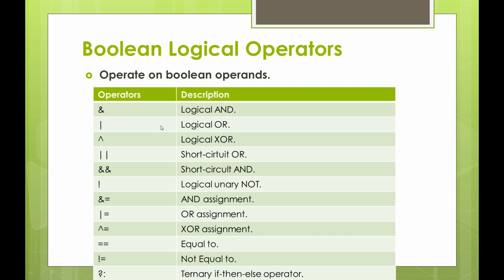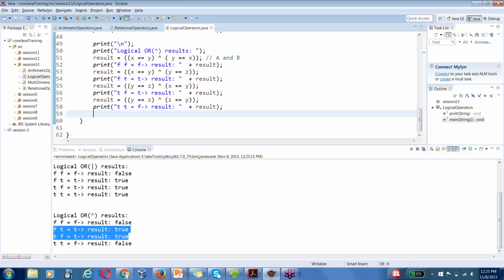Now let us take our short circuit logical AND. So here, logical AND assignment is nothing but a compound assignment, AND equal to. Say, for example, let us take one example: x is equal to x and y.